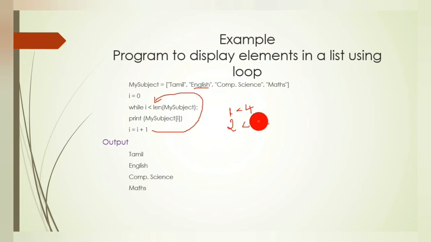That is, print my subject of i. So it prints the value at index 2. What is the second element present in this list? Computer Science. That will be printed. Okay, so the same way it can be repeated.